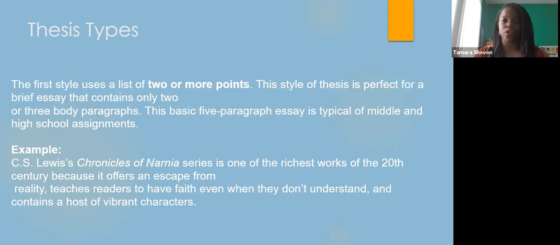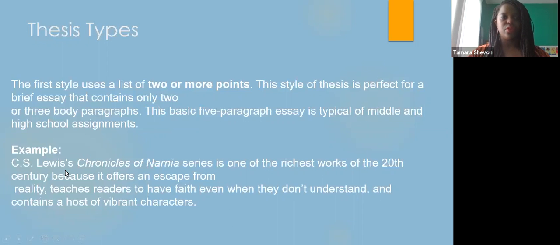This is the more popular version of a thesis statement, and the one that actually is able to prove and present evidence and data more effectively. So this style of thesis is perfect for a brief essay that contains 2 or 3 body paragraphs. This is a basic 5-paragraph essay, which is what we are talking about with the hamburger method, and is typical of middle and high school student assignments, okay? So here's an example of this type of thesis statement.